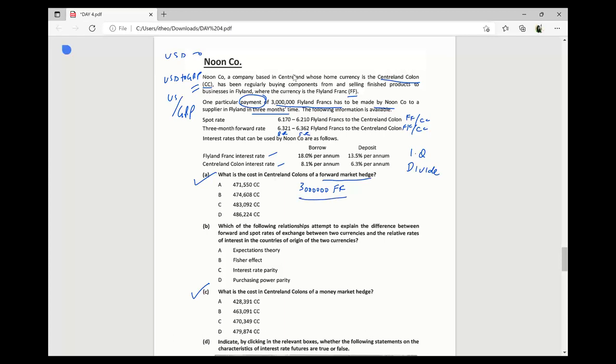You are paying. For a payment, you need to have a buying contract. You need to buy. In a forward exchange contract, we need the forward rate. What is the forward buying rate? 6.321. Lower rate is the buying rate. The answer is 474,608 CC.